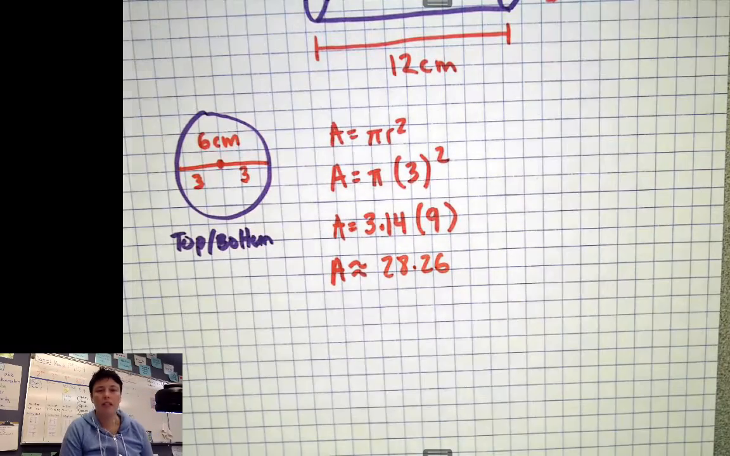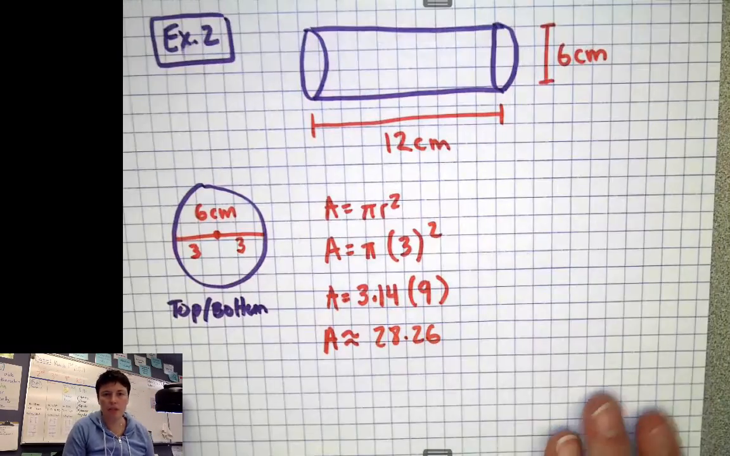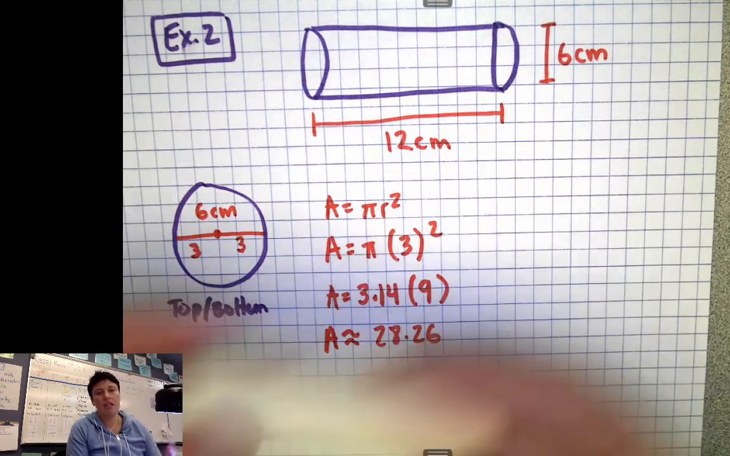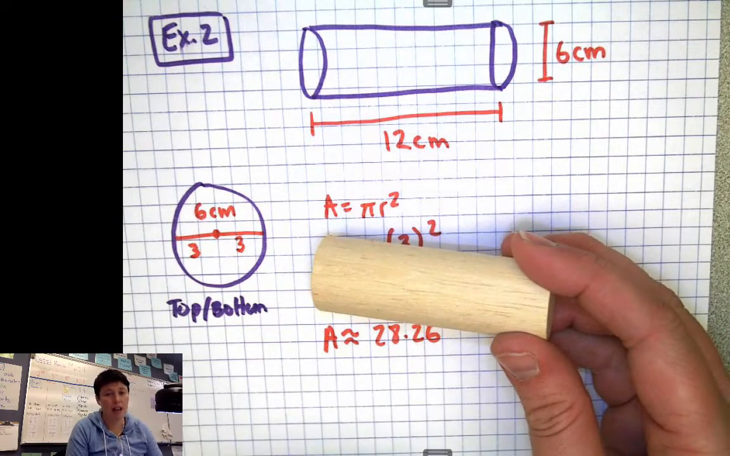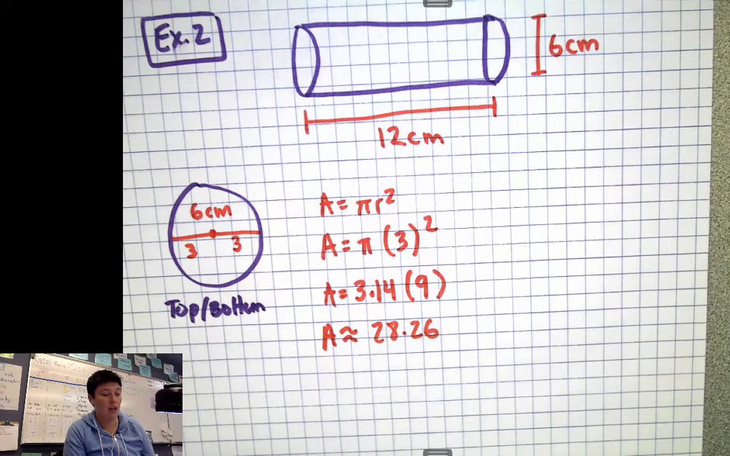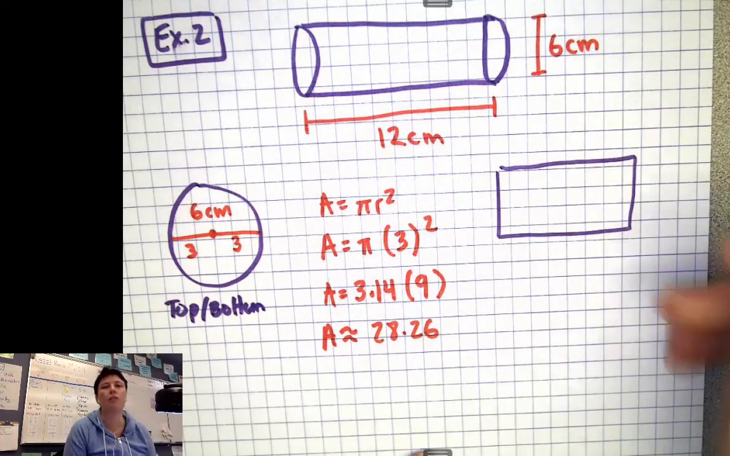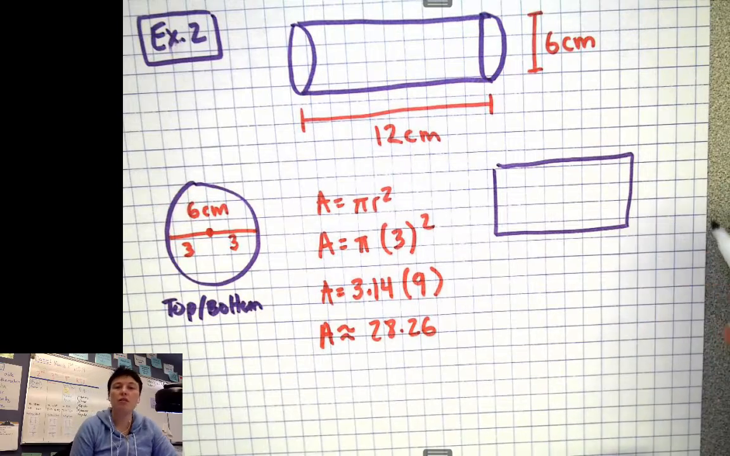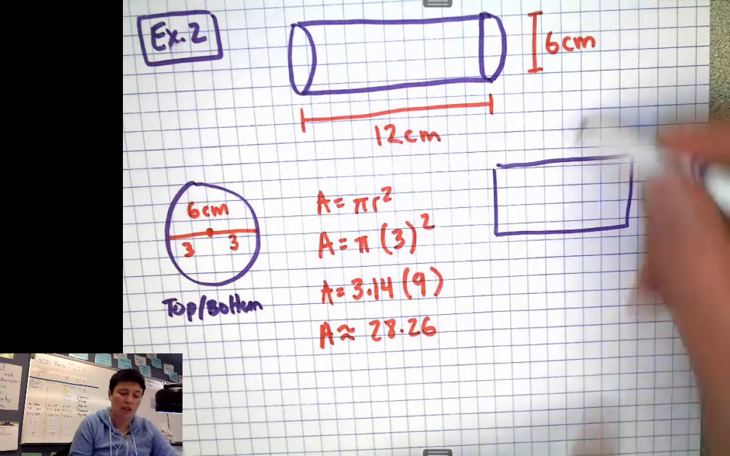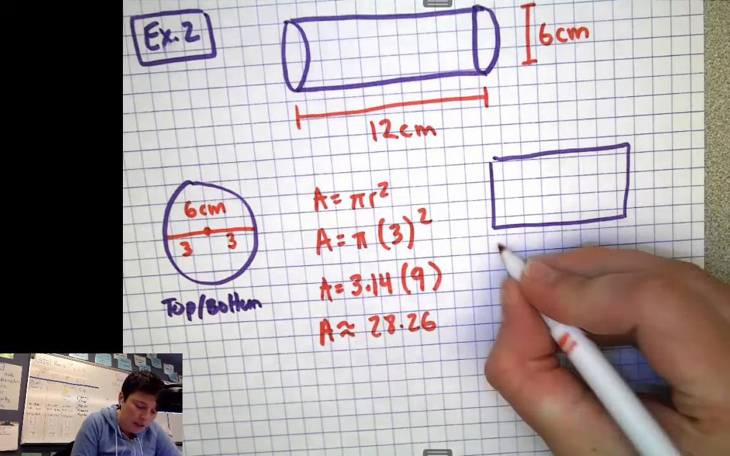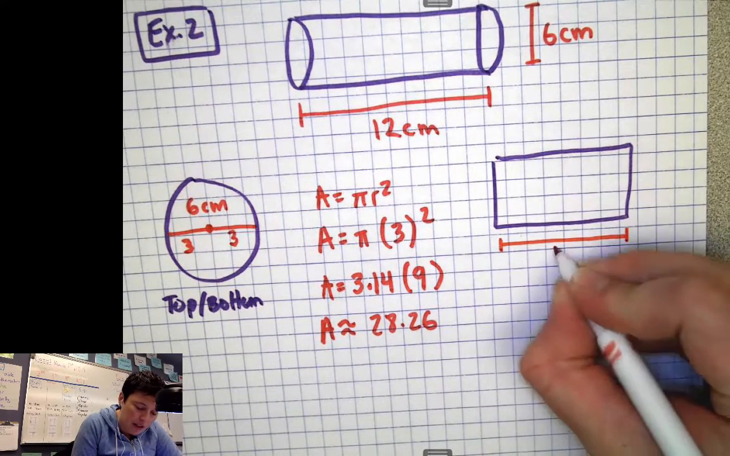And now let's focus on the hard part, which is unrolling this really long rectangle. So if we were to take this cylinder and roll it out so that we could actually see what the rectangle looks like, it would be something like this. There's our rectangle. What do we know about the rectangle? Well, we know one of its measurements across is 12 centimeters. So this time, I think the 12 centimeters goes like this.